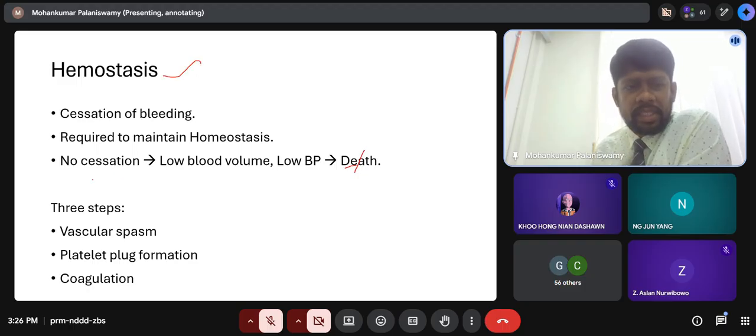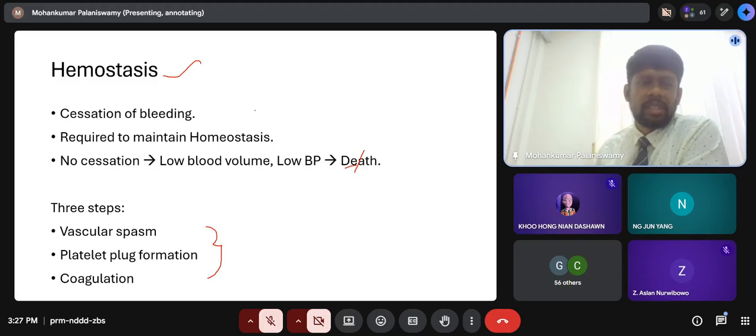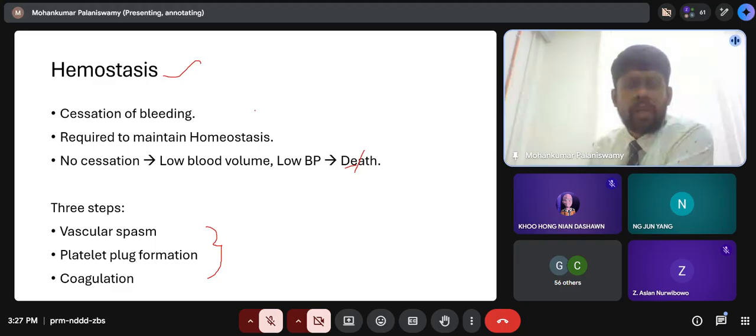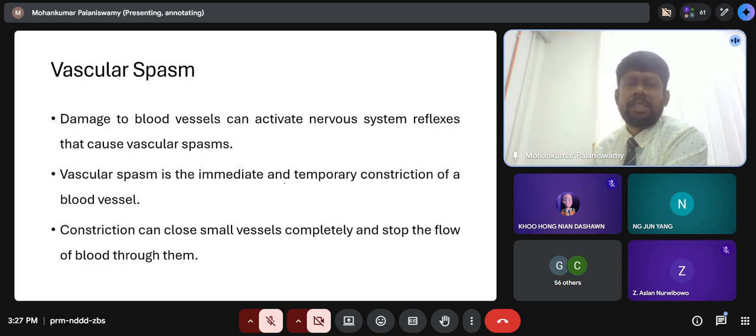Hemostasis occurs in 3 stages. The first one is vascular spasm. Second is platelet plug formation. Third one is coagulation. So these are the 3 steps which occur during hemostasis: vascular spasm, platelet plug formation, coagulation. We are going to discuss these 3 steps. First is vascular spasm.